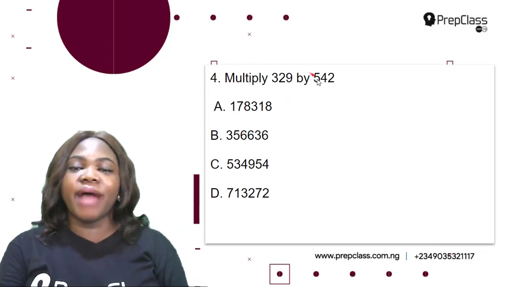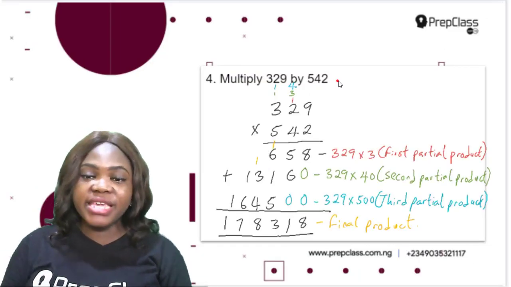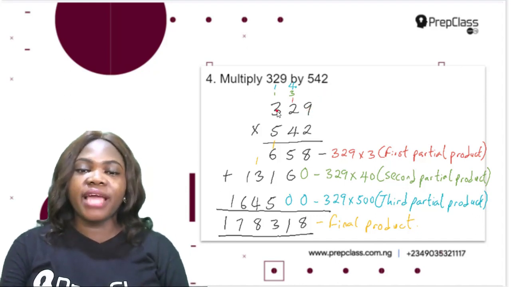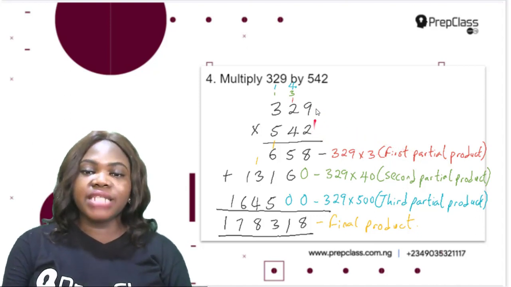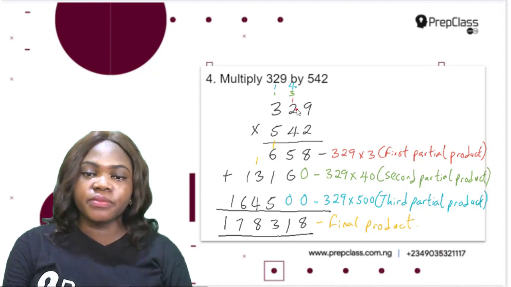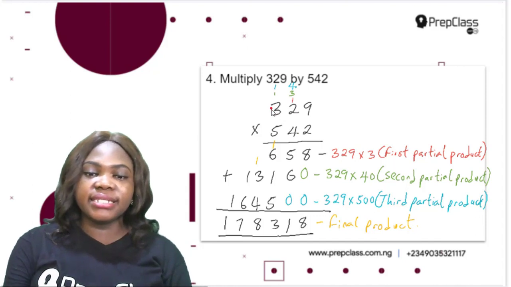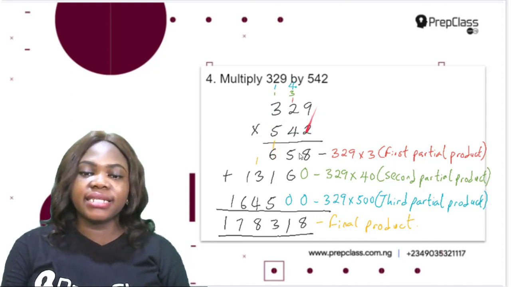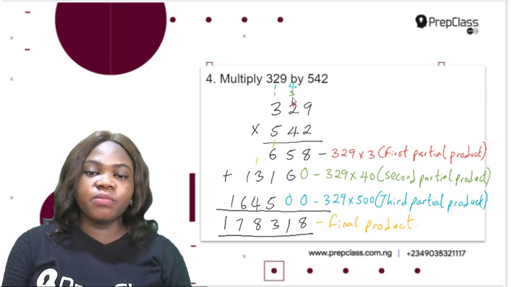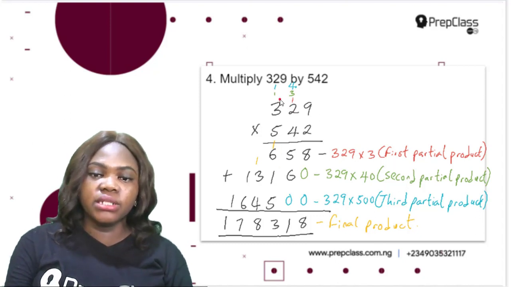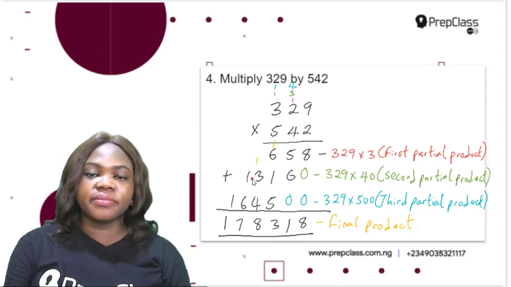Multiply 329 by 542. Okay, so we have to multiply these two numbers, and that's very easy. Okay, so let's begin by multiplying 329 by 2, which will give us the first partial product. 2 times 9 is 18, so write 8, carry 1. 2 times 2 is 4, plus 1 is 5. 2 times 3 is 6, so write it. 4 times 9 is 36, so write 6 and carry 3. Then 4 times 2 is 8. 8 plus 3 is 11, so write 1 and carry 1. Then 4 times 3 is 12. 12 plus 1 is 13.